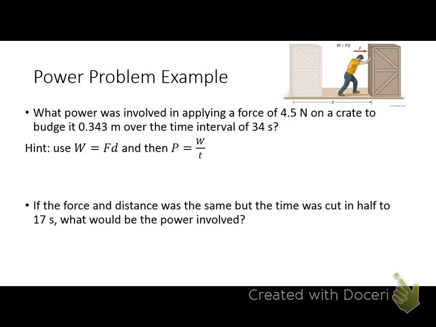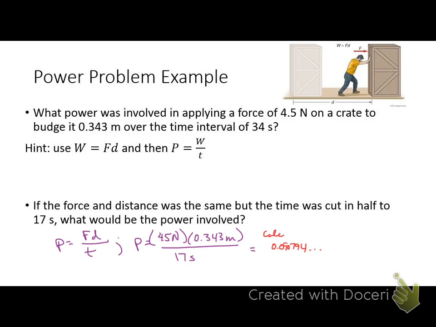So in this case, power, we said, is equal to force times distance, or work, divided by time. In this case, power is equal to that same 4.5 newtons times the same distance, 0.343 meters, divided by a different time, 17 seconds. So that's supposed to be 4.5. And my calculator displays 0.090794. There's some more digits, but, and units of power are watts.